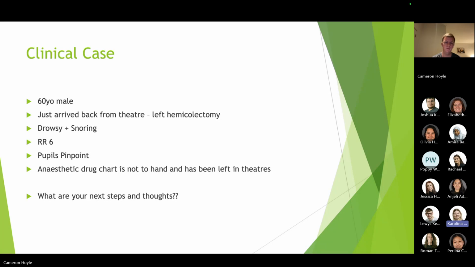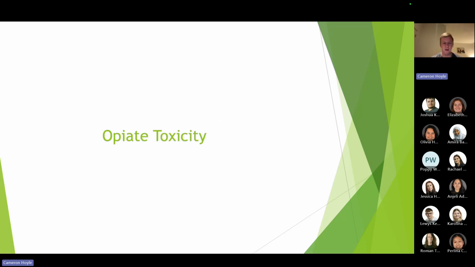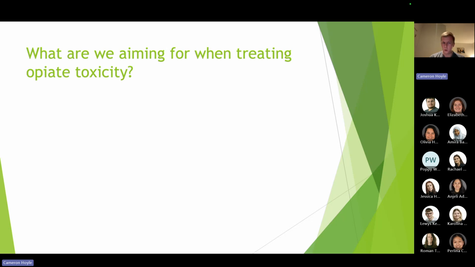With it being pinpoint pupils, would it be an opioid overdose? Yeah, opiate overdose. Like I say, it's not just those that have taken the overdose intentionally. This is a really, really common scenario. I had one on my night shift last week. A patient came back from theatre, really, really drowsy, who'd just had a little bit too much opiate in theatre. So, opiate toxicity. What are we actually aiming for when we're treating opiate toxicity? Any thoughts about what the goal of treatment is?